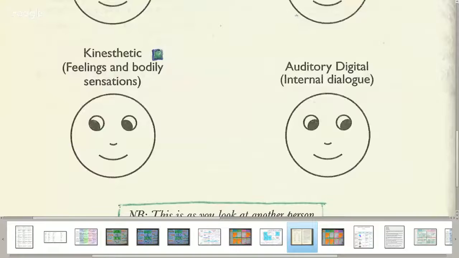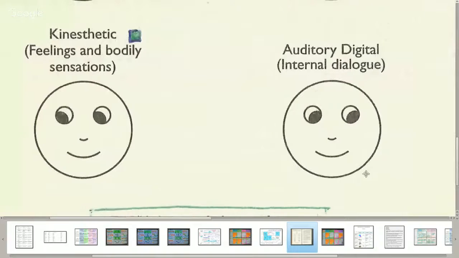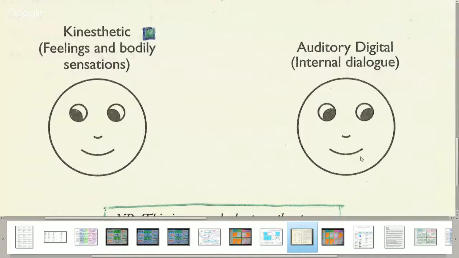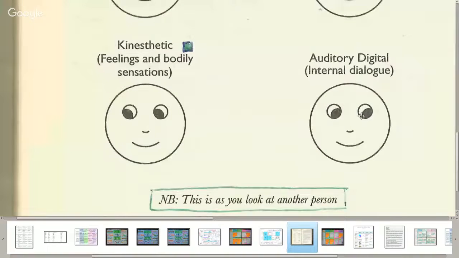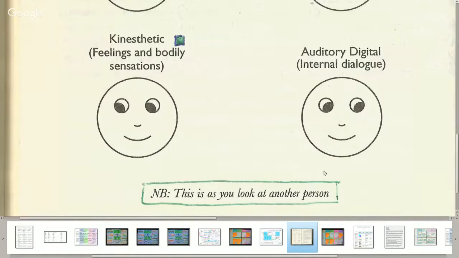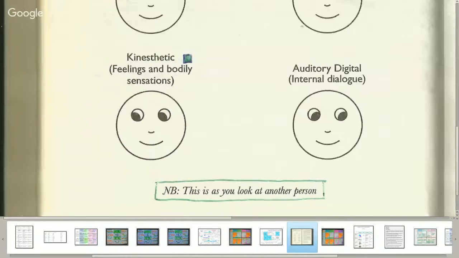See if Jeff did the same thing, but Jeff might be left-handed. Sometimes it's a switch if the person's left-handed. So feelings and bodily sensations are to the person's bottom right, or this is what it would look like to us looking at them. And then auditory digital, internal dialogue, which probably just means having a think. You might see INFP doing a lot of this. Wait, bottom left for them or bottom right for them? Oh, which one? For internal dialogue. Bottom left for them.